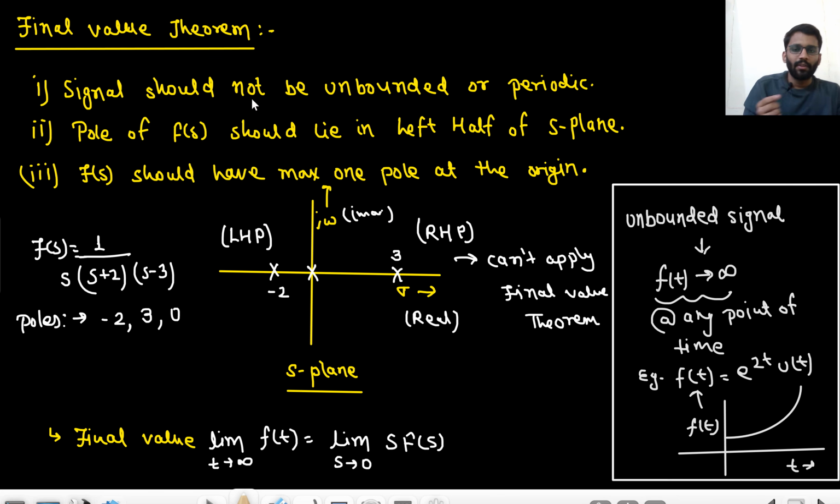Okay, you don't need to mug them up because in control systems and signal systems you will be studying this again, but just see that your function should not be unbounded. All the poles should be lying in the left half of the S plane, not in the right half of the S plane. If there is a pole at origin, there should be only one pole at origin, not two or more than two. Are you getting my point? I hope you are understanding.